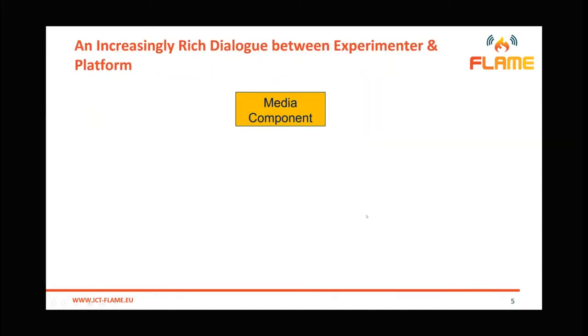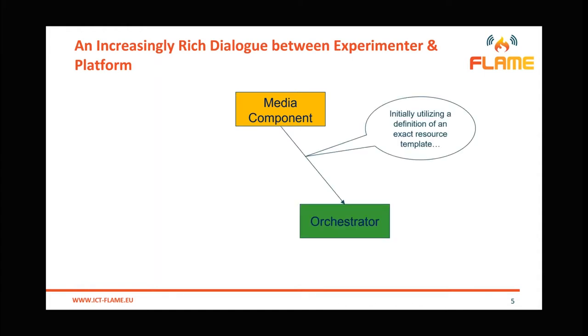So how do we do this? The dialogue which an experimenter has with the platform is essentially this: you have a media component, like your web service running nginx or a Tomcat application, and this is then given as a resource template to an orchestrator. You package it up yourself and give this package to us, and you tell the orchestrator, look, here's the resource I want to deploy on this particular edge.